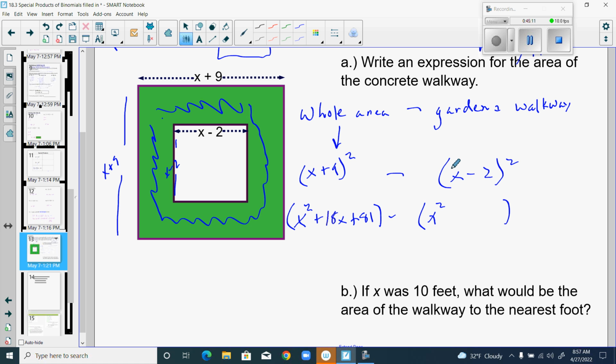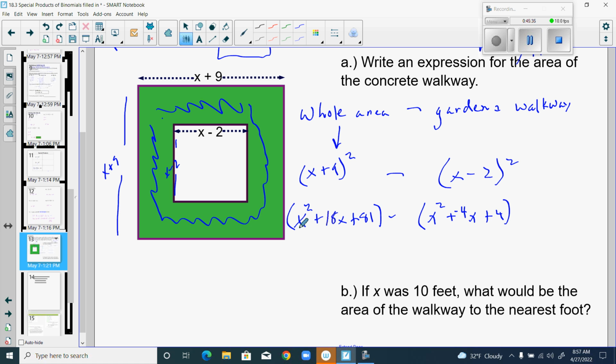Okay, so now I have to take these and combine like terms. All right, well, I have subtraction here. So I have to distribute a negative. That means that this positive x squared will become negative. This negative 4x will become positive. And this positive 4 will become negative.